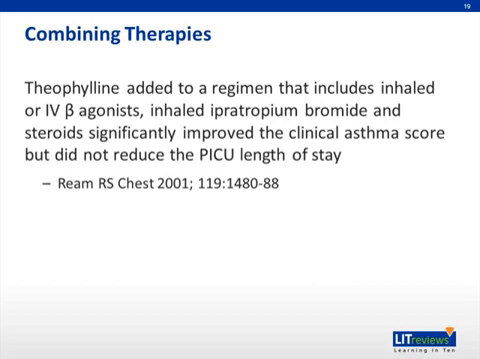As with asthma therapy, the combination of therapies has allowed for improvement in care. Theophylline, added to IV beta agonists or inhaled beta agonists, ipratropium bromide, and steroids, although it did not reduce the PICU length of stay, did significantly improve the clinical asthma score.